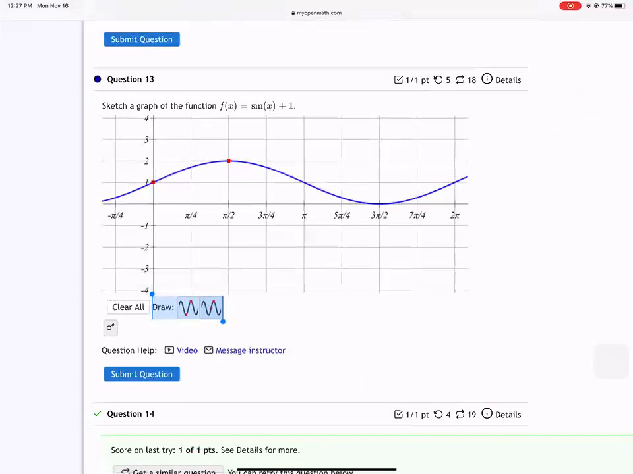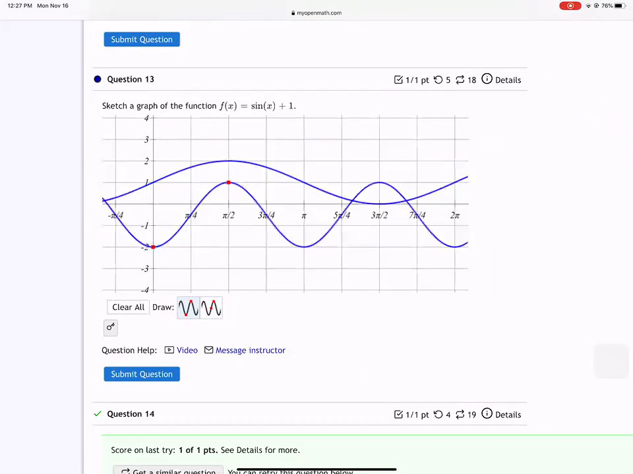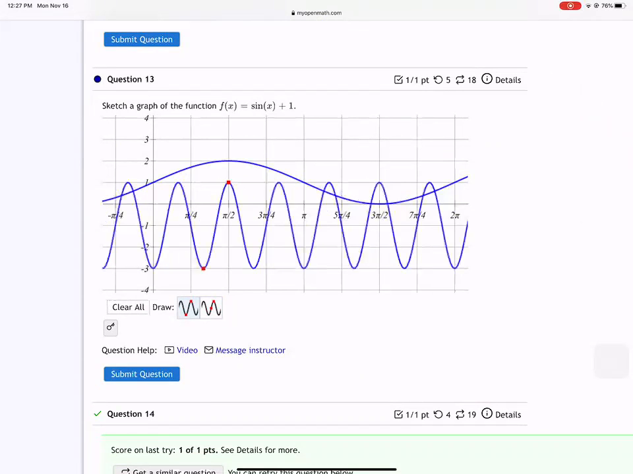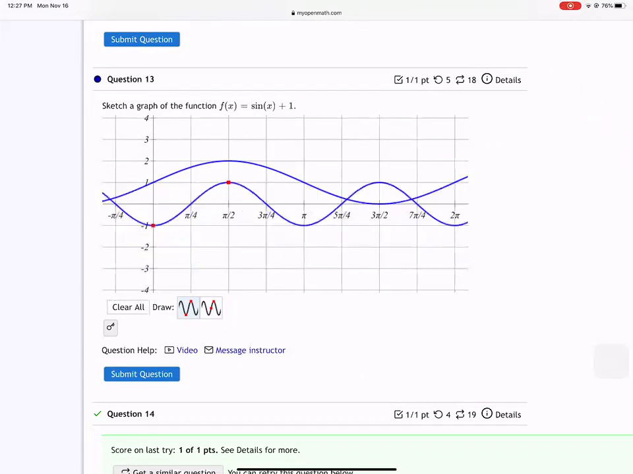So if I wanted to graph a cosine graph, I could do tip to tip, and that would be my cosine graph. And I can move the cosine wherever I wanted to. So I'm grabbing the red markers, holding them down, and then I can move them up and down.